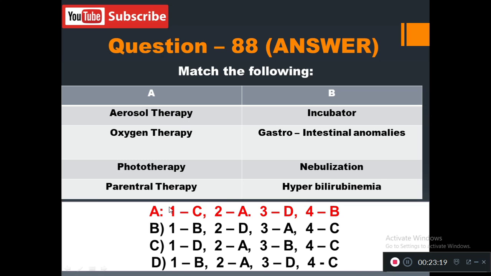Aerosol therapy goes for nebulization, oxygen therapy goes for incubator, and we have the phototherapy which is used in hyperbilirubinemia, and parenteral therapy is used in gastrointestinal anomalies. So option A, 1C, 2A, 3D, 4B is the correct one.